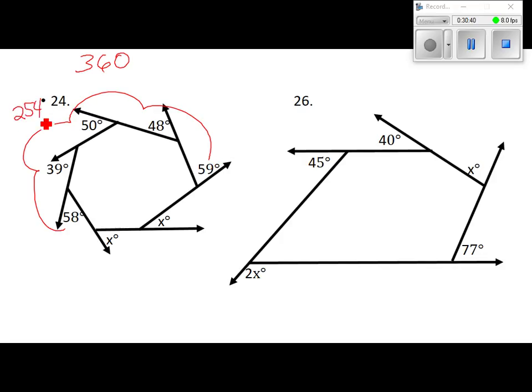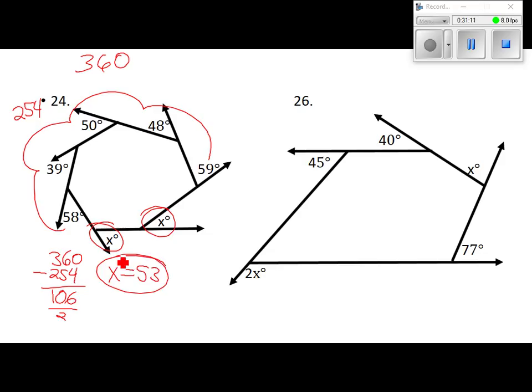Anybody else agree with that? Is that right? 254? What do we do with it? Minus 360. 360 minus 254, what do you get? 106. Now, we look here, we got two of the angles that are the same and they're both x, so what do we do? Divide by 2. x is 53. 53 degrees, so x equals 53.